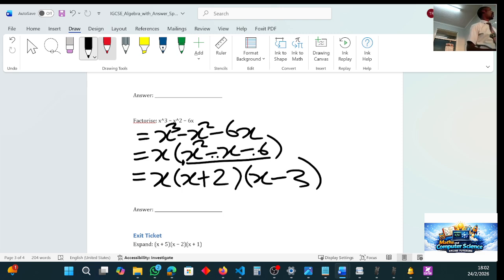I think basically that was it from expansion of three brackets, as well as factorization, which involves sometimes building up three brackets as well. Yeah, we'll find each other in the next series.